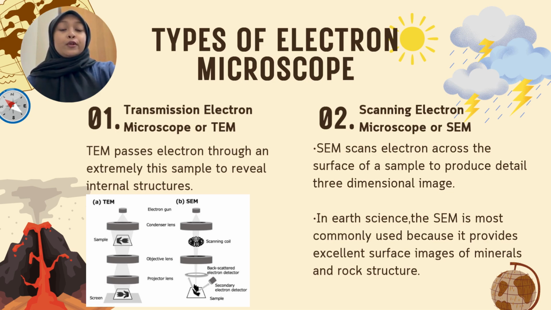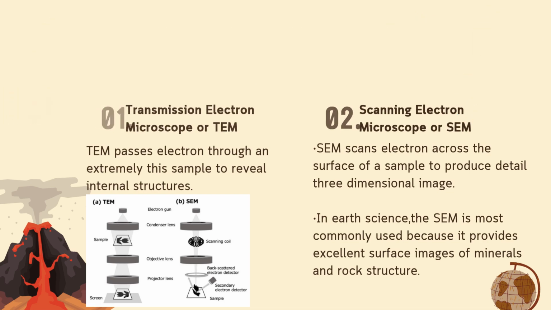In earth science and geology, SEM is the most commonly used type of electron microscope. This is because it provides excellent images of mineral surfaces, rock texture, and microstructure, helping scientists better understand the composition and formation of geological materials. Therefore, both TEM and SEM are important tools, but SEM is generally more suitable for examining geological samples due to its ability to produce detailed surface images.